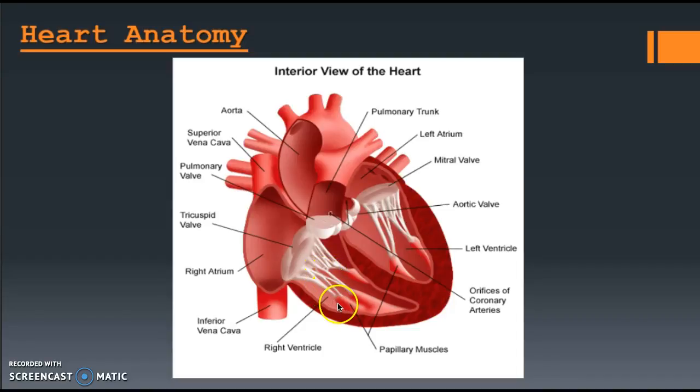And so the pulmonary valve and the aortic valve are also called semilunar valves, and also the lub-dub sound that you hear with the heartbeat is made by the opening and closing of these valves.